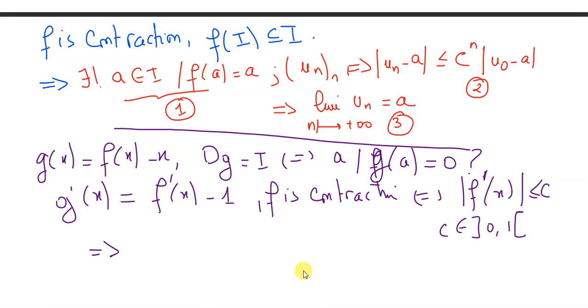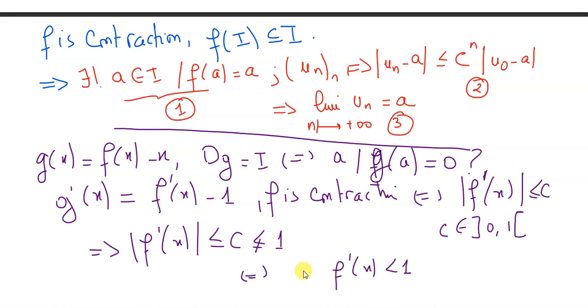This means that the absolute value of f prime of x is less than c, strictly less than 1. It means that f prime of x is between 1 and minus 1. This implies f prime of x minus 1 is negative. So this proves that g prime is negative whatever x is in the domain.